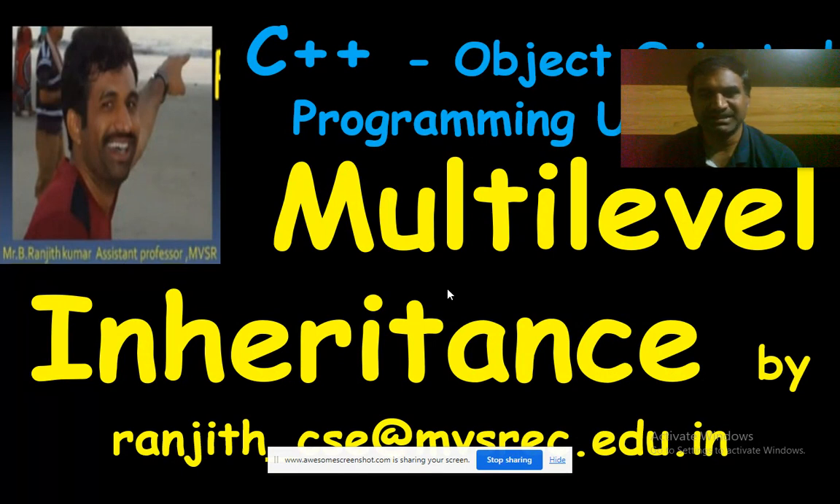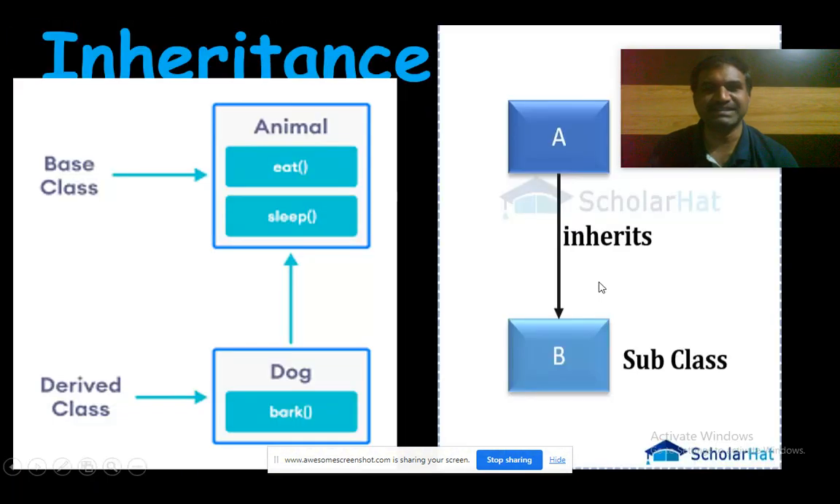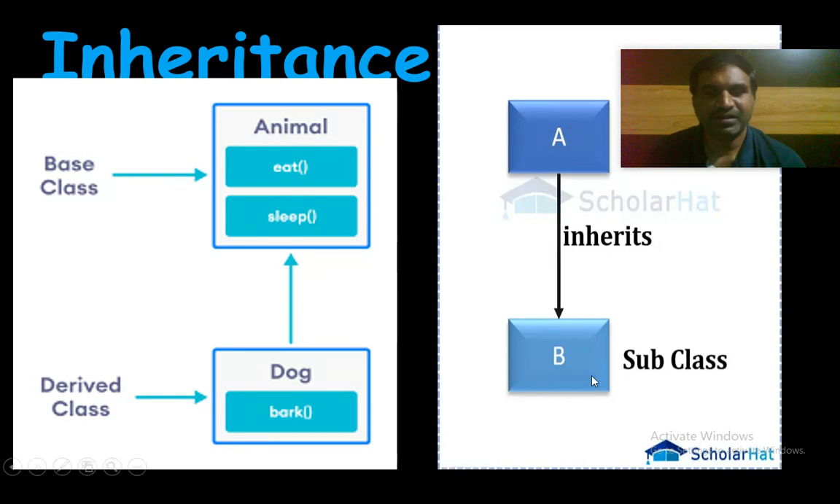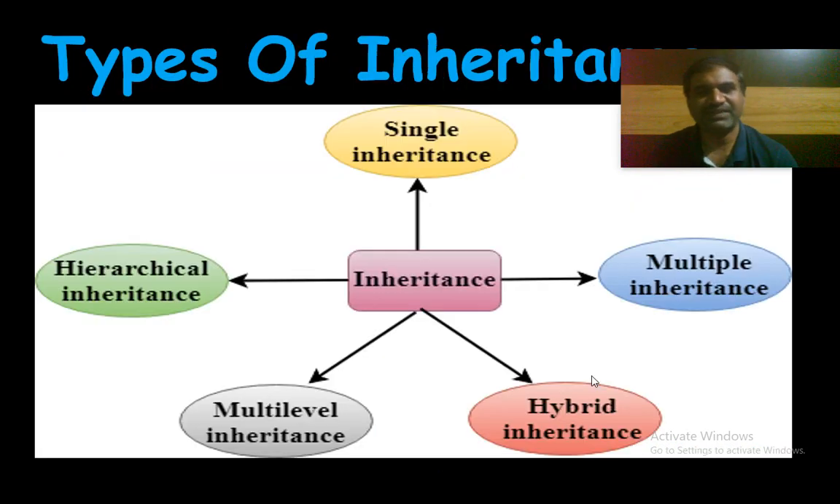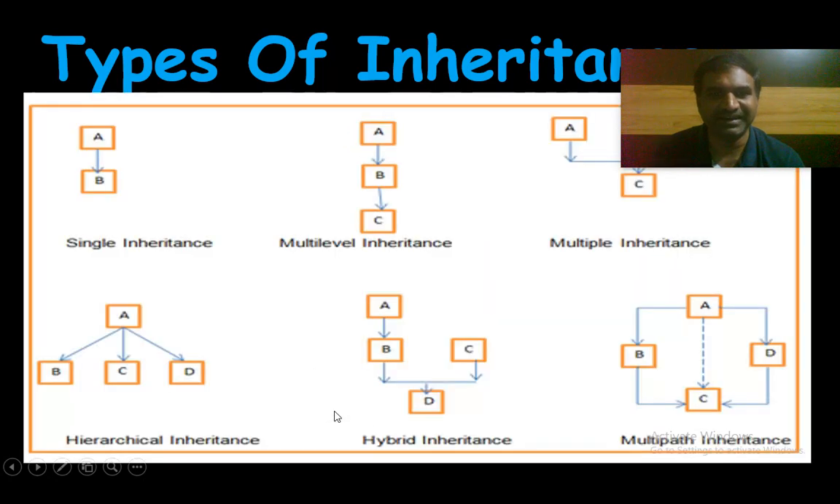Multi-level inheritance. So what do you mean by multi-level inheritance here? Whenever a class is derived by another class, it is called inheritance. For example, in this example also we are seeing an inheritance. Now we have different types of inheritance like single, multiple, multi-level, hierarchical and hybrid. Today we'll discuss multi-level inheritance in detail.